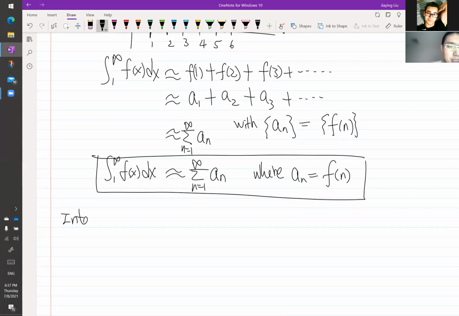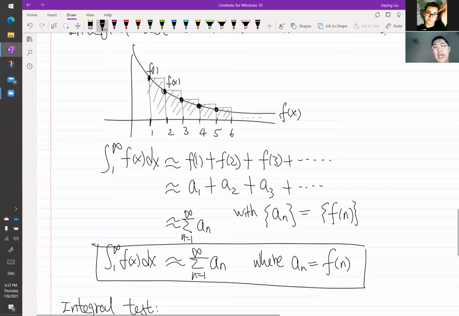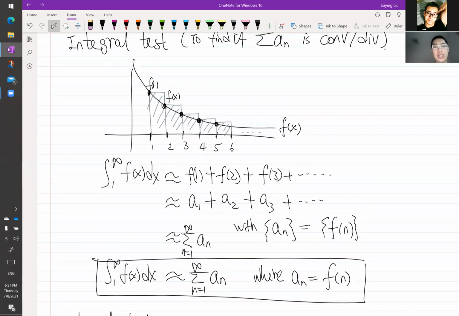So, the integral test. Before I do that, any questions about the diagram I'm drawing, and about the connection between the integral, which gives you the area, and the series? This diagram tries to draw the connection between the series and the integral.